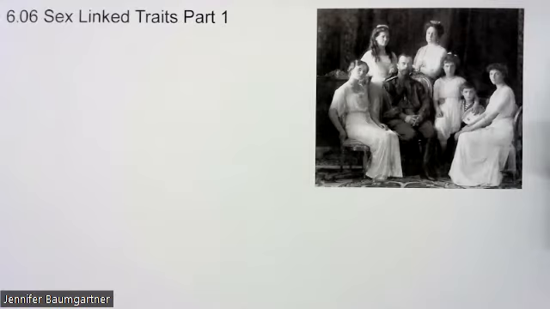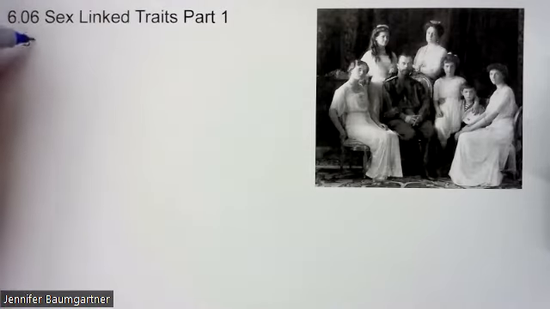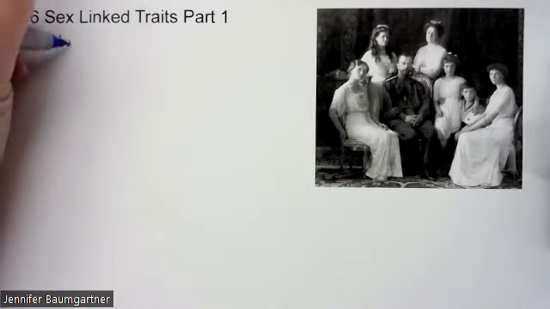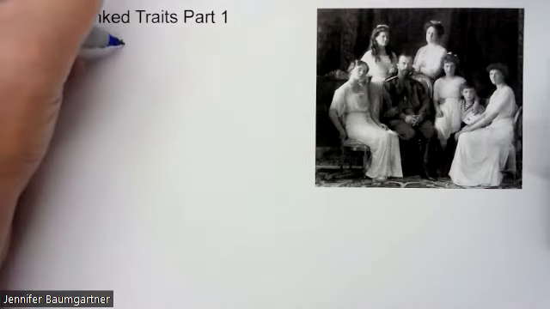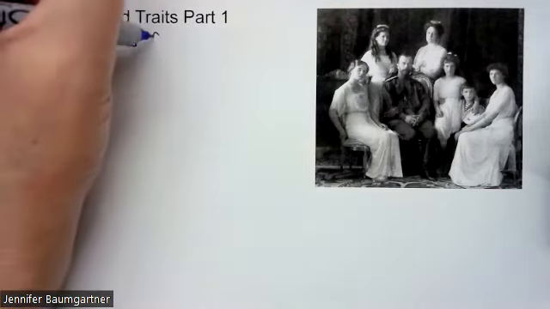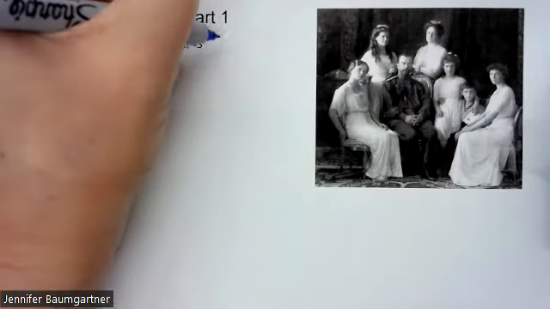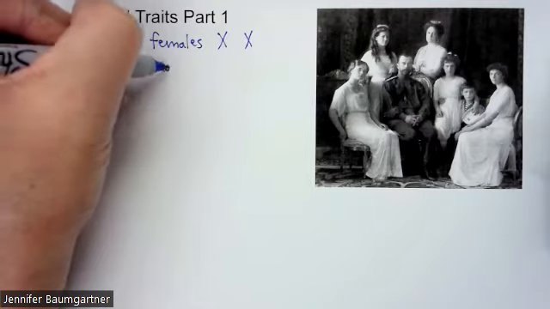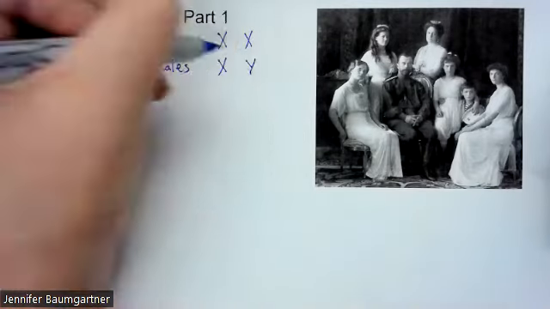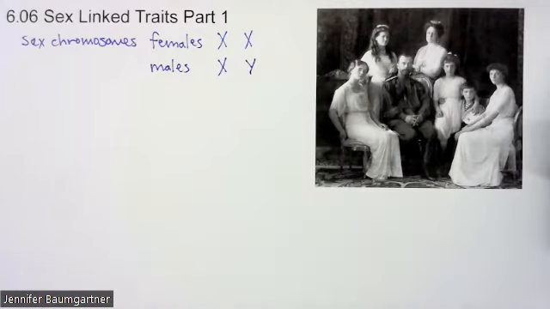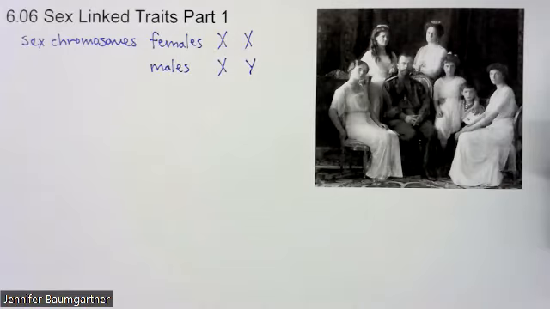And we talked about in previous chapters the difference between the autosomes and the sex chromosomes. So in humans, we have 22 pairs of autosomes, and then the last pair is special because it is the sex chromosomes. So let's just do a quick review of that. We've got our sex chromosomes. Females have two X chromosomes, and males have an X and a Y. So we're going to see that when the traits are on these chromosomes, it changes things a bit.